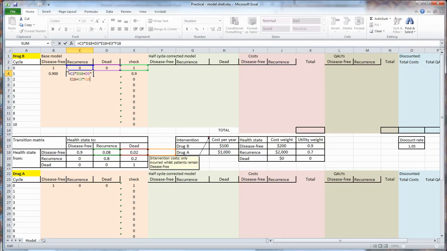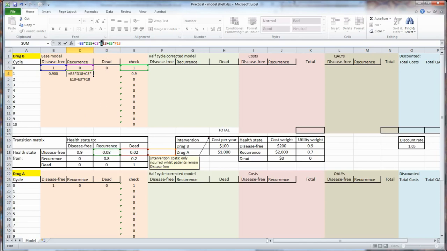So what we actually want is the B3, so it's proportion who were in disease-free in the previous year, multiplied by not D18, which is probability of moving from disease-free to recurrence. Oh yes, it is. We want probability of moving from disease-free to recurrence, so that's D18. And then we want C3, which is the proportion in recurrence, and we want the probability of remaining in recurrence.